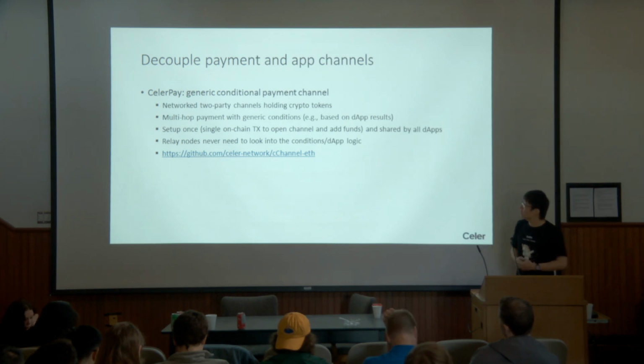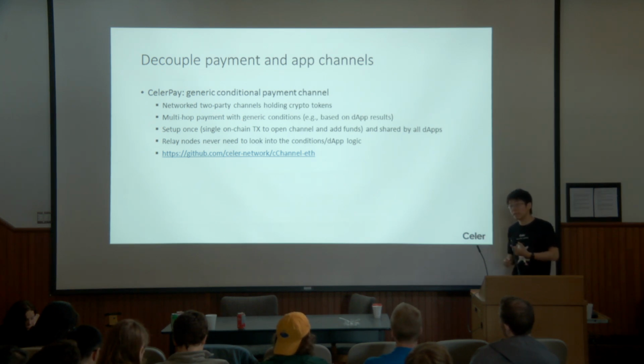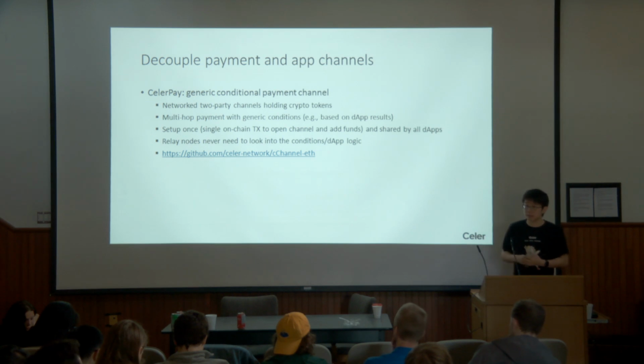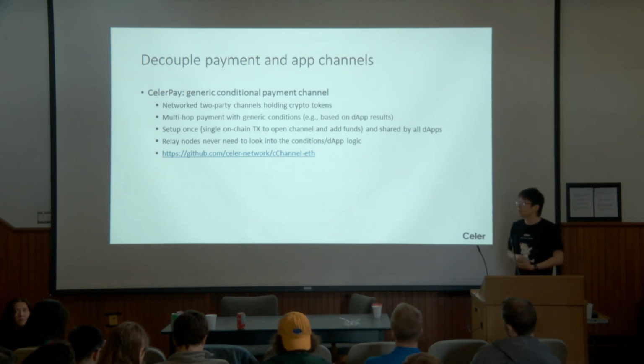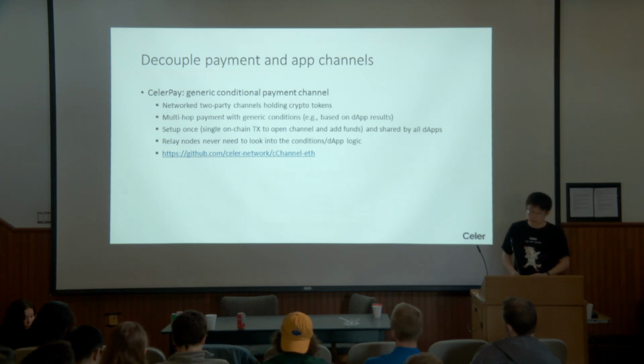And here we did some optimization so that when a client comes, it only requires 1 single low-cost transaction to open a channel and add funds from both parties. You don't need to deploy any contracts or any other additional transactions to open the channel. You can open the channel pretty fast, and then this channel can be shared by all the apps. And the relay nodes never need to look at the conditions, the app logic. The payment relay nodes only care about the payment. You're welcome to check out our code.